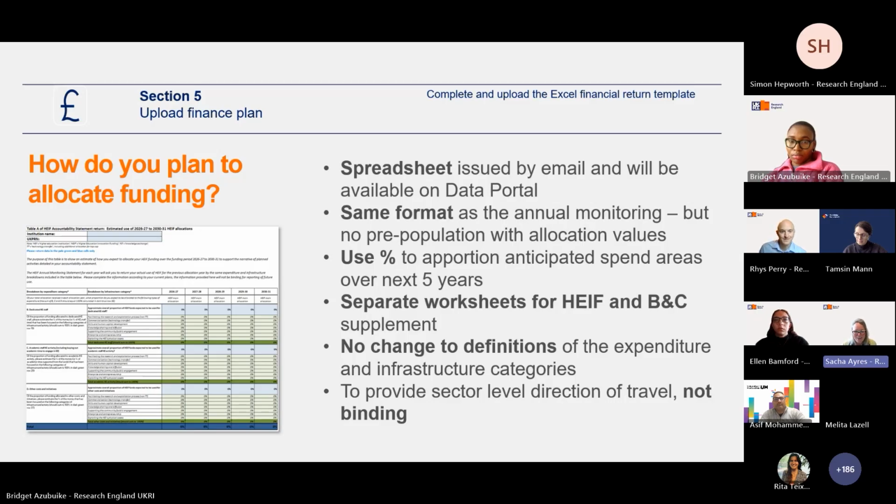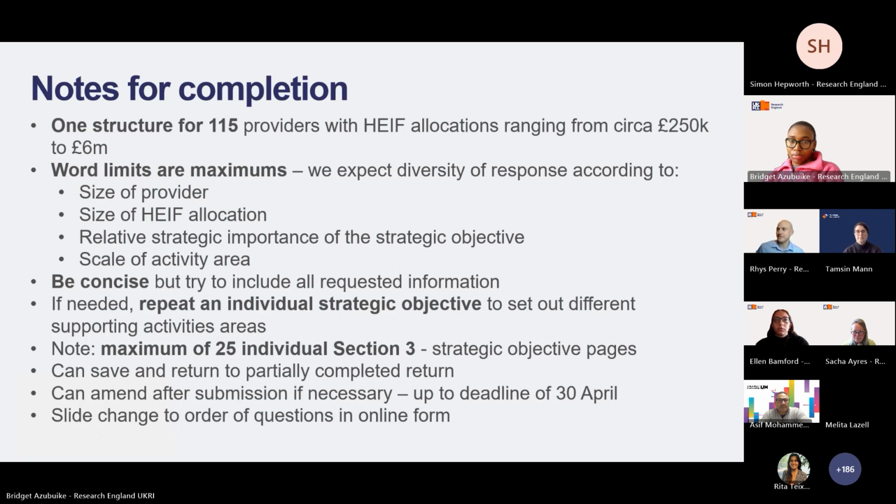Nearly there. Next slide, please. Just some overarching notes for completion. Just remember, this is one structure for all. Please use it in a way that works for you. The word limits are the maximum. We expect the minimum information to be there, but try and be concise. If needed, repeat or cross-refer as required. There's a maximum of 25 times you can repeat the one page.